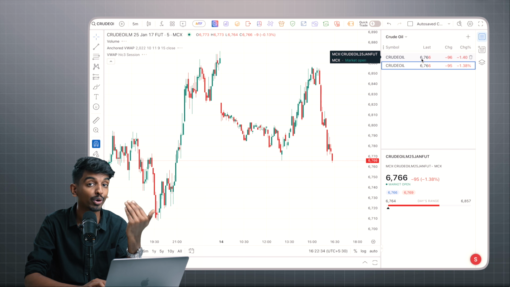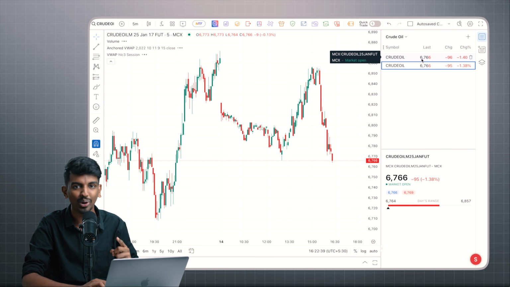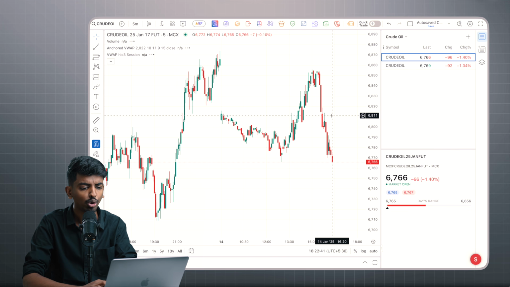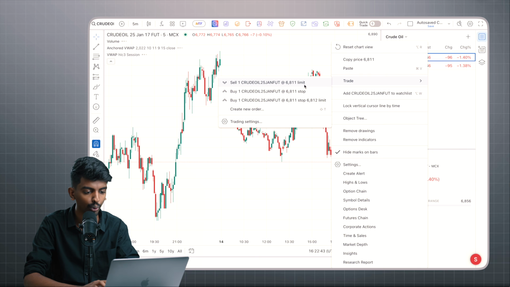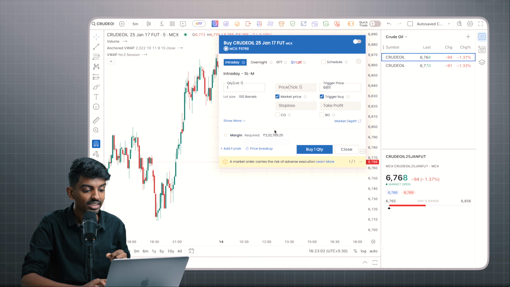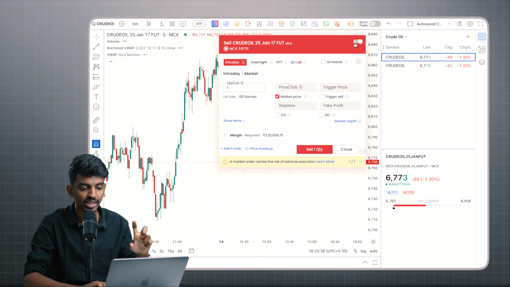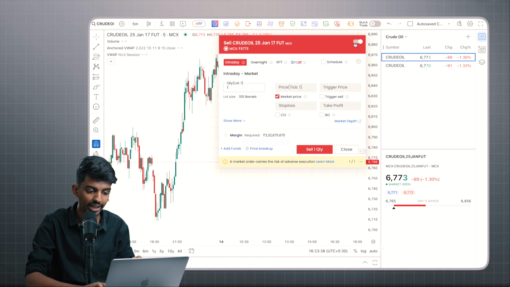Now, the question that a lot of people would have is, what is the margin required for trading in crude oil? Okay, so let's quickly check that. To buy or sell one lot of crude oil, I'll just go into the buying screen here. The margin required to buy or sell one lot of crude oil in the Indian market today is 3.3 lakh rupees. Since it's a futures contract, there is no margin difference between buying or selling. No matter if I'm buying or selling, I have the same margin requirement, which is around 3.32 lakhs.